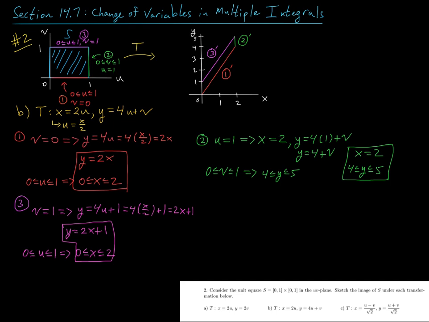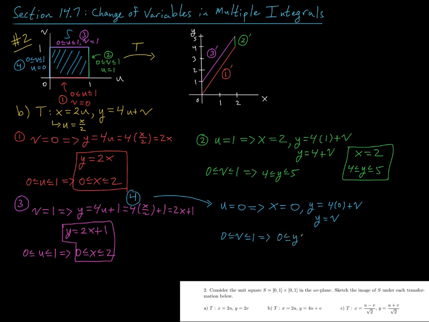All right, great. And then for our leftmost edge of S, where v varies from 0 to 1 and u is equal to 0, okay, very similarly now. So if u is constant 0, then we're saying that x is constant 0, and y would be, well, 4 times 0 plus v, so it's just going to equal v, and we're letting v vary from 0 to 1, so y will vary from 0 to 1.